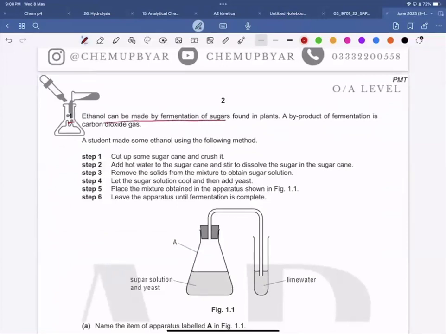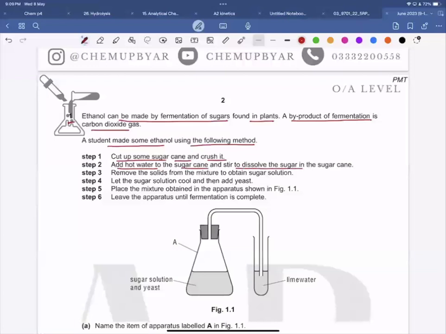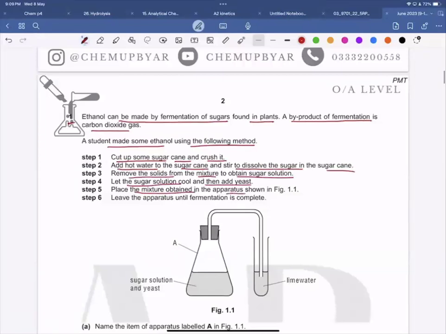Ethanol can be made by fermentation of sugars found in plants. A byproduct of fermentation is carbon dioxide gas. The student made some ethanol using the following method. Cut up some sugar cane and crush it. Add hot water to the sugar cane and stir to dissolve the sugar in the sugar cane. Remove the solids from the mixture to obtain sugar solution. Let the sugar solution cool and then add yeast. Place the mixture obtained in the apparatus in figure 1.1. Leave the apparatus until the fermentation is completed. So if you recall, lime water is used to test for carbon dioxide. I think everyone must know this.